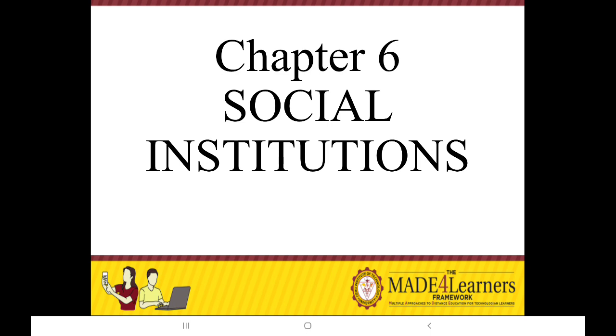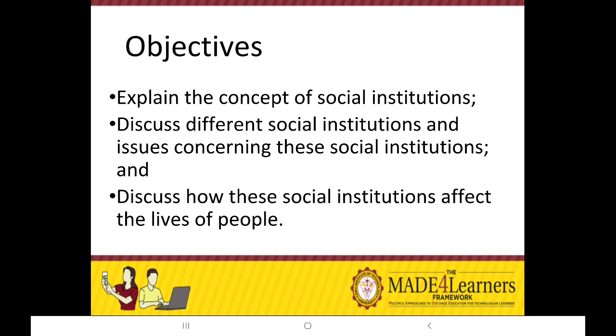Understanding social institutions can help us explain how social order is attained or maintained, as well as gain insights into human behavior. So, at the end of this chapter, students will be able to explain the concept of social institutions, discuss different social institutions and issues concerning these social institutions, and lastly, discuss how these social institutions affect the lives of the people.